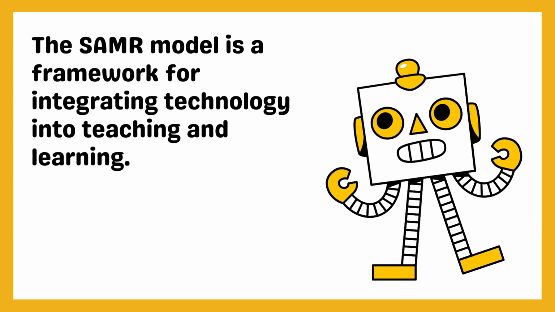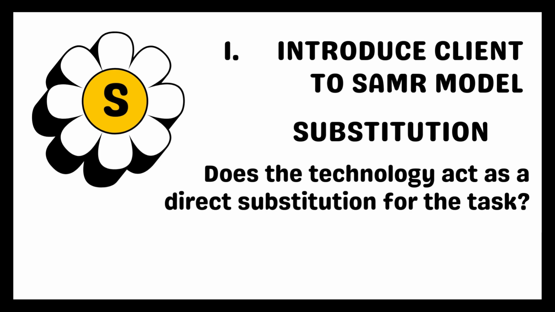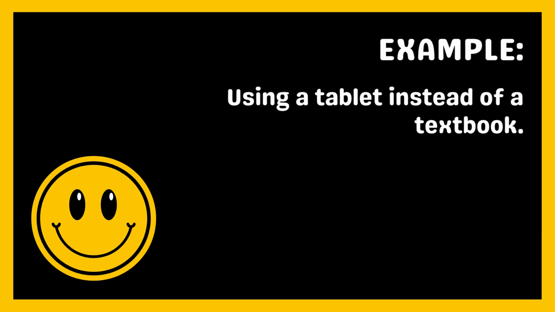If I were to explain the SAMR process step by step to a client for designing an instructional event or training application, it would go like this. First, I would introduce the client to the SAMR model, which stands for substitution, wherein technology replaces a traditional tool with no functional changes. An example would be using a tablet instead of a textbook.